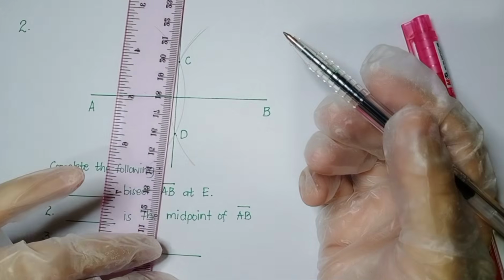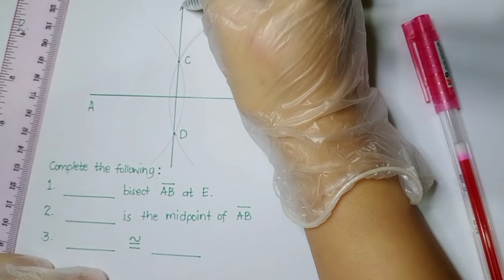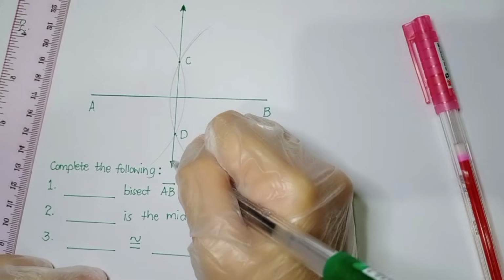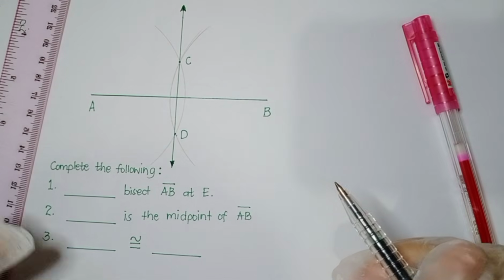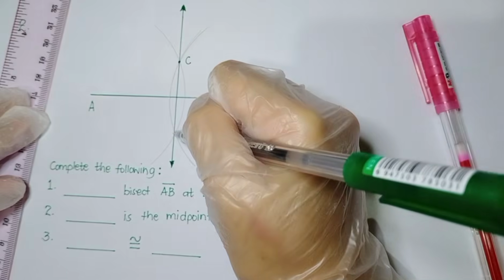Okay, so we have now a line. Okay, lagyan natin ng arrow. Ganon din po sa baba. Okay, so meron na po tayong line CD dito. So, ito po yung point na yon at ito.